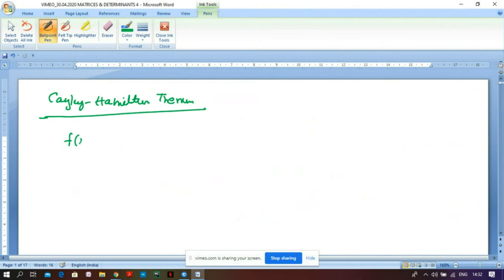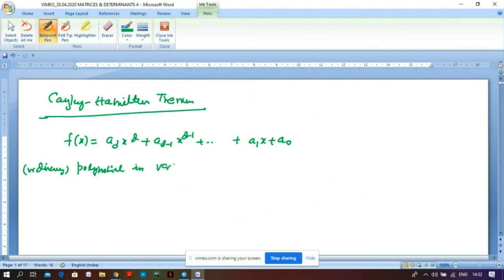We already know what we mean by polynomial. So let f of x be a_d x to the power d plus a_{d-1} x to the power d minus 1 and so on till a_1 x plus a_0. This is your usual polynomial. Let me call it an ordinary polynomial, meaning you're in algebra in variable x.